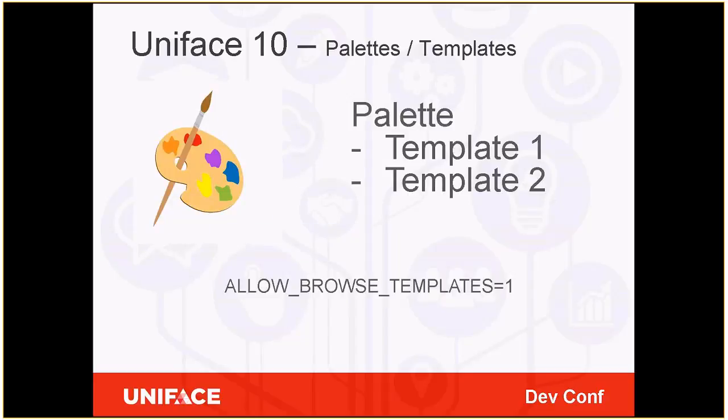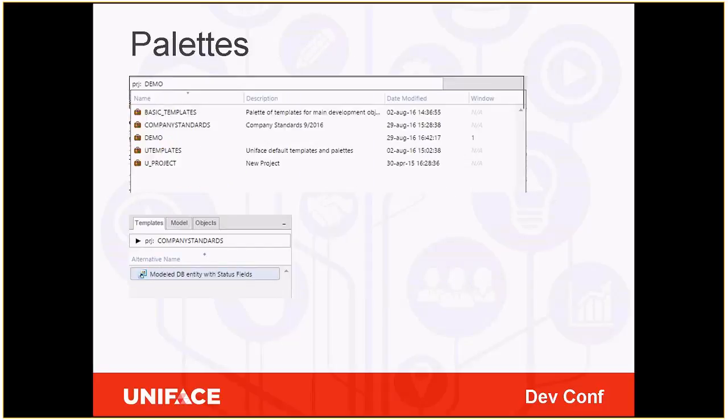We've also introduced the concept of a palette, which you can think of as an artist's palette, that has templates associated with it that in essence become your standards. The little blurb at the bottom about allow browse templates is an assignment file setting that allows you to browse through templates that have already been created. This is by default turned off, hence I put it in the presentation so you know to turn it on.